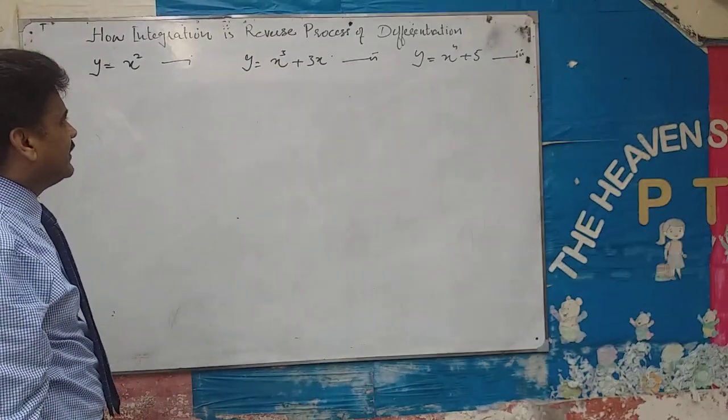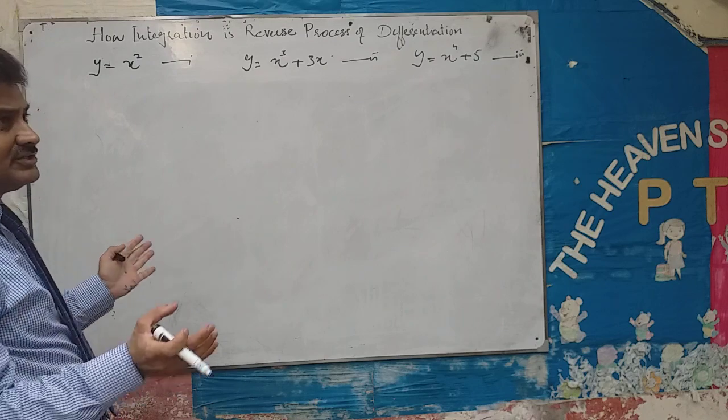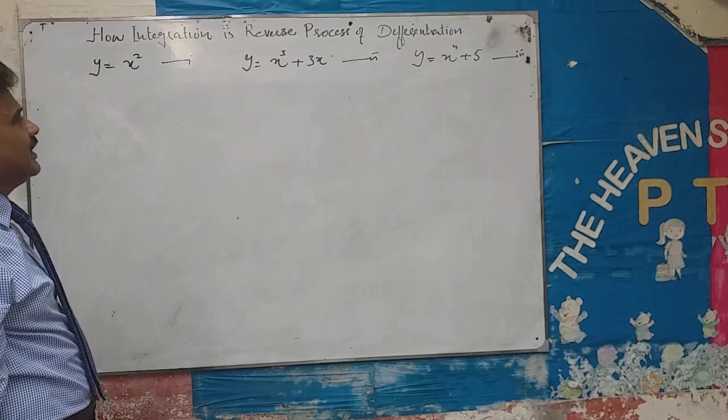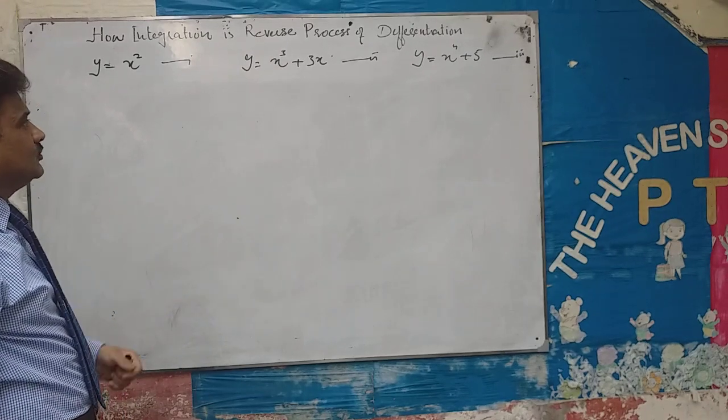How can we find their gradient function? We just differentiate one by one. To differentiate, we apply the power rule here. You know the power rule?